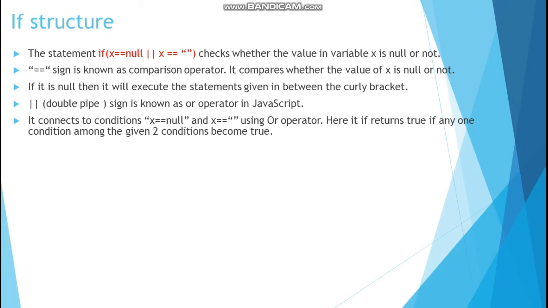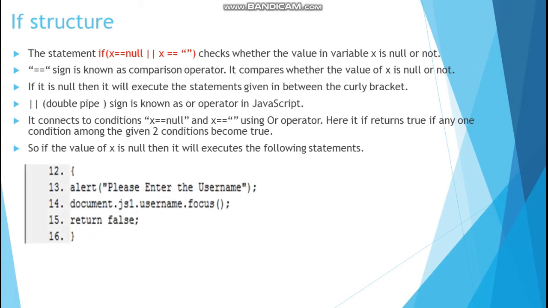Here it returns true if any one condition among the given two conditions becomes true. So two conditions are there, x double equal to null and x double equal to double inverted comma. If any one becomes true, then the entire statement becomes true. So if the value of x is null, then it will execute the following statement. So then it will execute alert, please enter the username. It means it will display a dialog box, and in that it will show you the message, please enter the username.